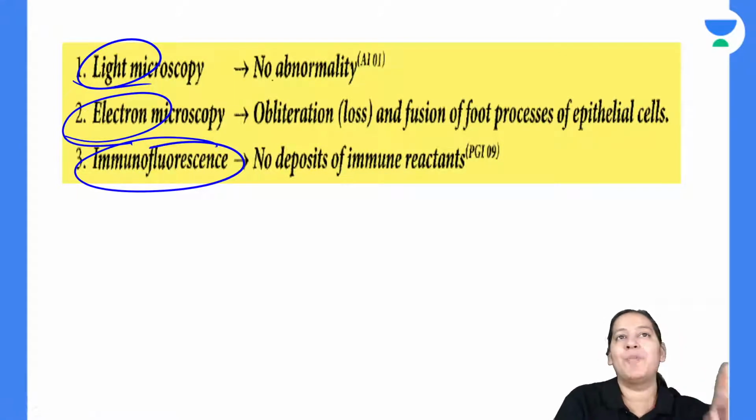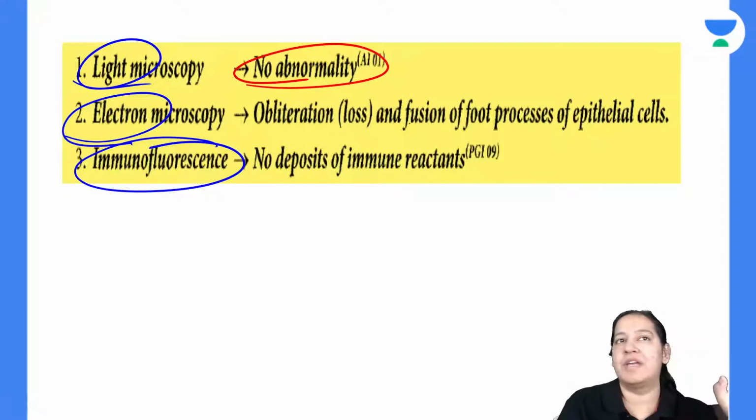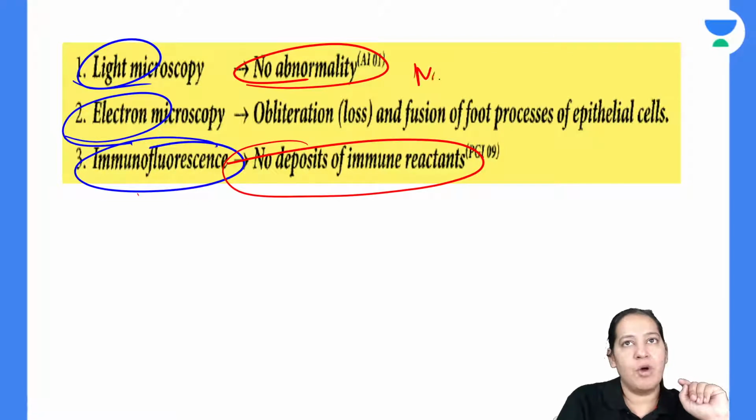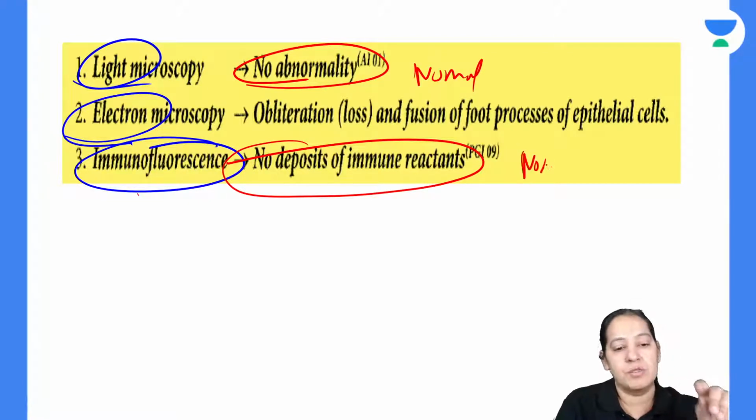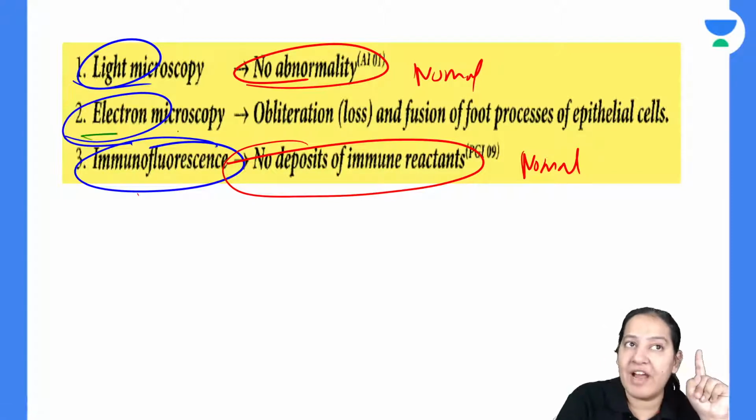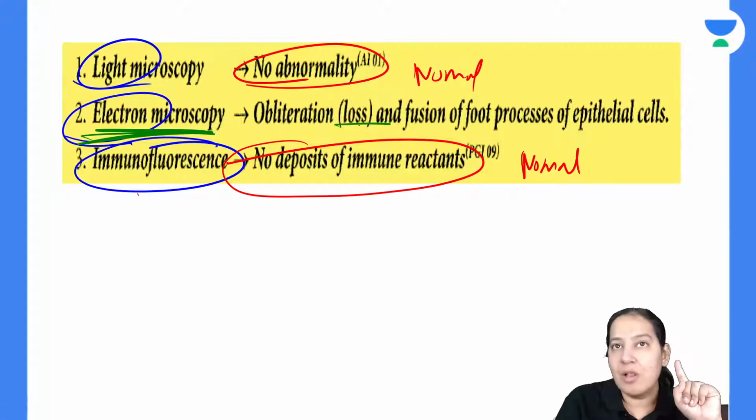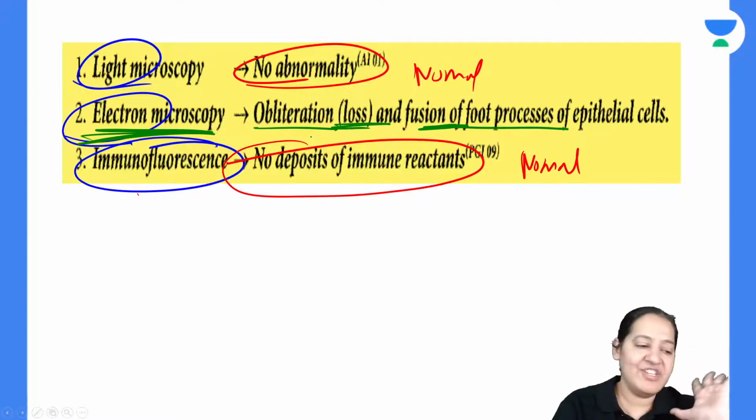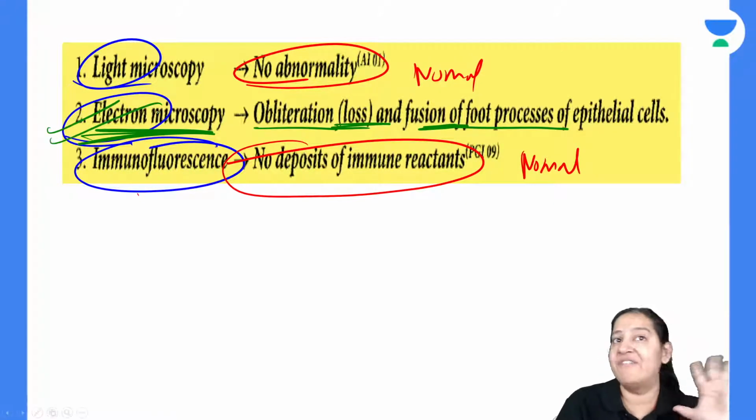On light microscopy, it is normal. There is no abnormality. On immunofluorescence also, it is normal. There is no deposit. So this one is normal. This one is normal. So how will we make the diagnosis? Diagnosis is made only on the basis of electron microscopy. So there is loss or fusion of foot processes or obliteration of foot processes. That is the feature seen on electron microscopy. Everyone give me a thumbs up.